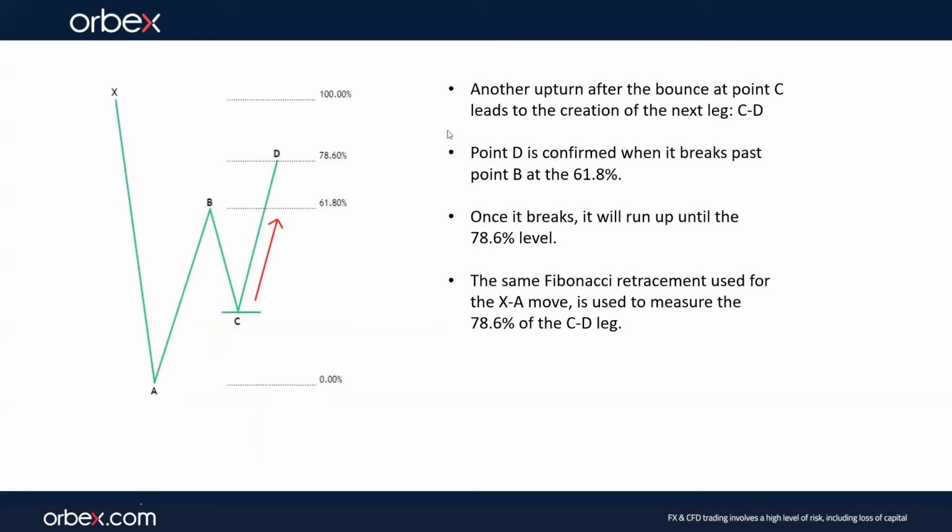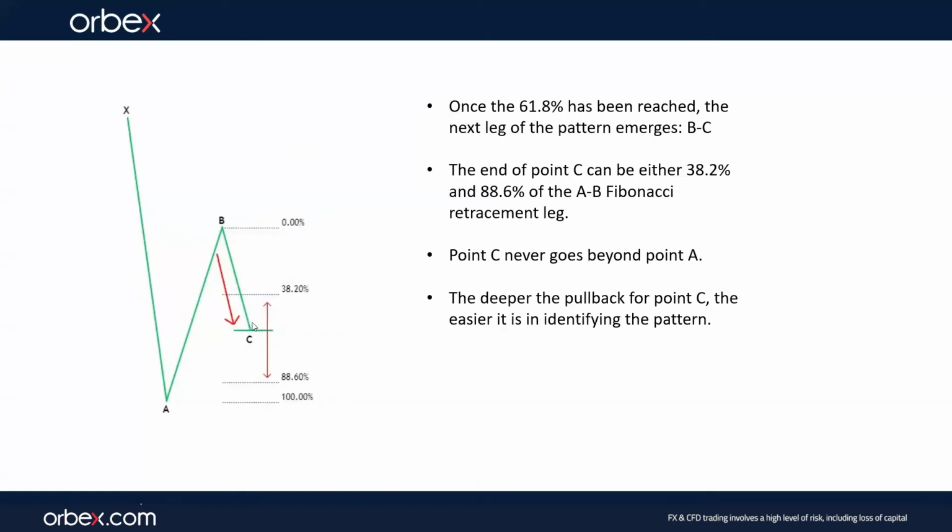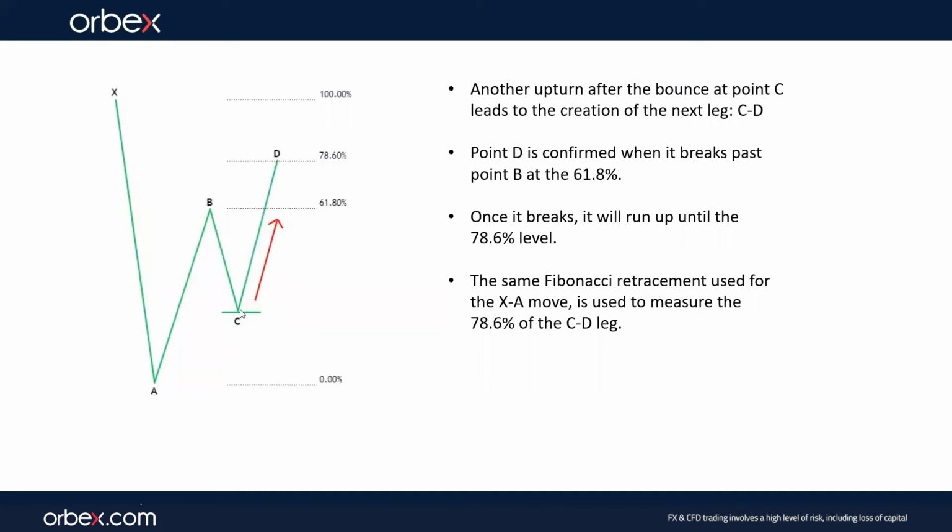As we go from C to D, there's another upturn after the bounce at point C. That's when we've seen support and a bounce. At the moment we're waiting for this bounce, waiting for the move higher. But now that we've got it here, we're going to start moving higher. And as you can see, the W pattern is emerging. Point D is confirmed when it goes past or breaks past point B at the 61.8%.